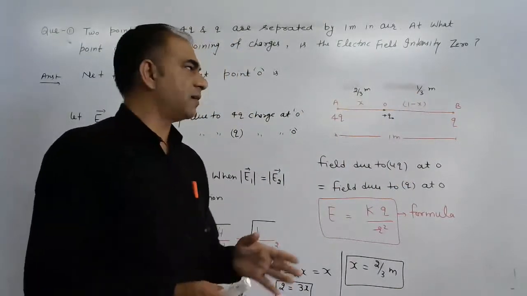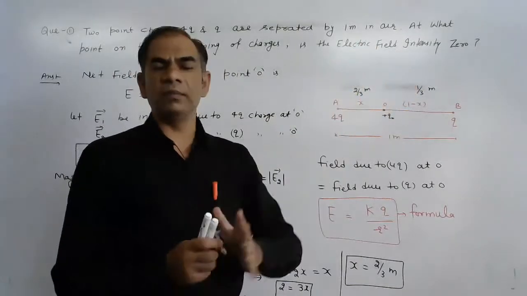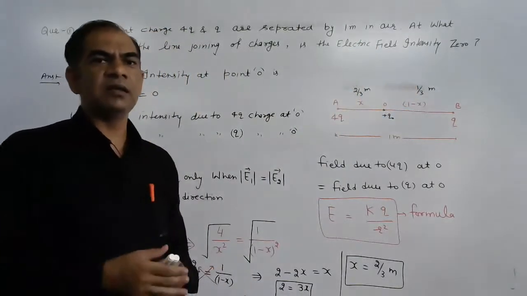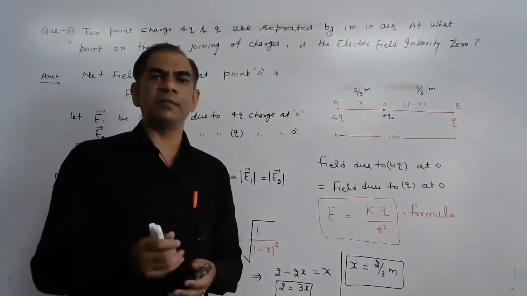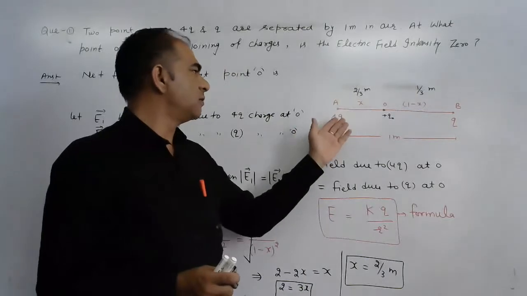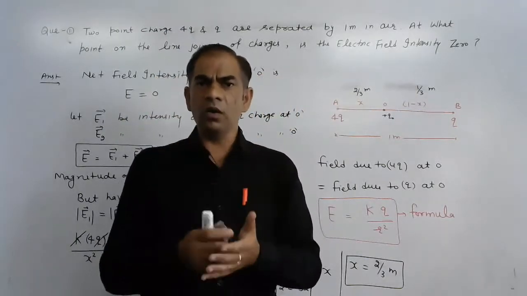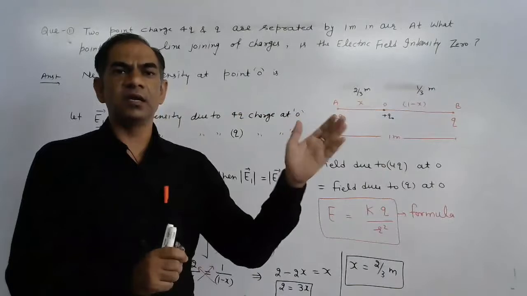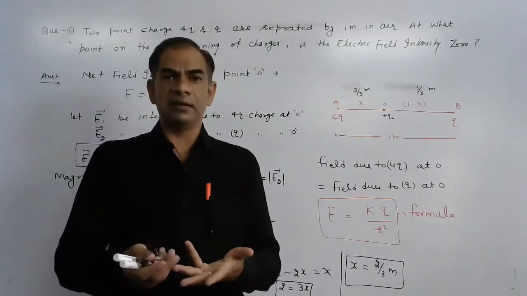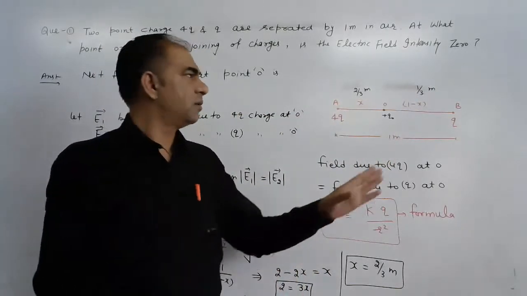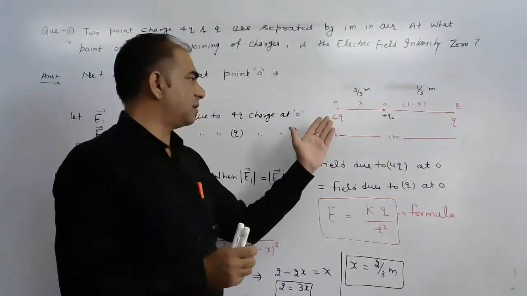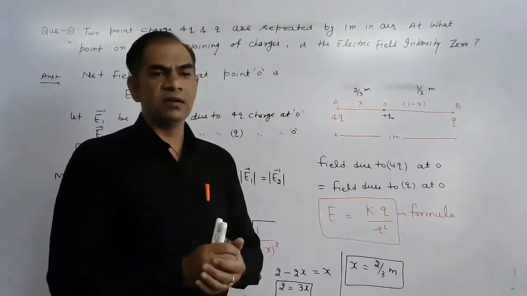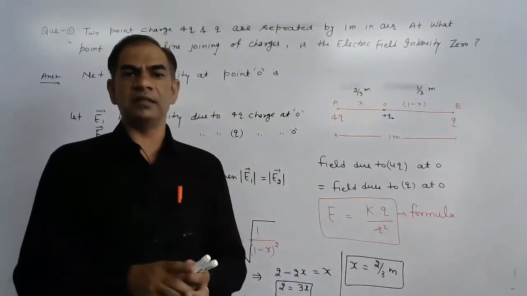So there are two types of answer, either 2 by 3 meter or 1 by 3 meter. In the options, different types of options will be given. Here the distance of the neutrality point, or the equilibrium point, from the q charge is given as 2 by 3. In this way it is given, but it is wrong, because it is 1 by 3, and the distance from the 4q charge is 2 by 3 meter.